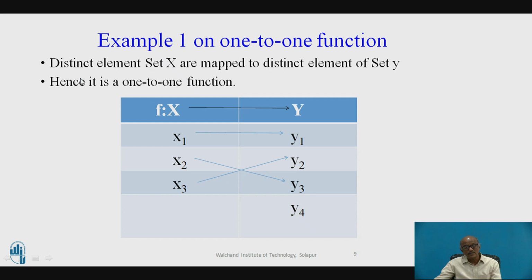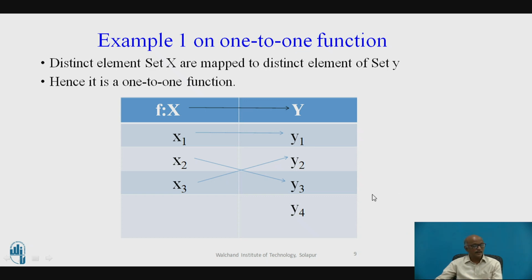Now the same thing I was explaining in the previous slide: distinct elements of set x are mapped to distinct elements of set y. Yes, it is there, so it is called a one-to-one function. It is called a one-to-one function, and it is also an into function. It is into as well as one-to-one, but it is not onto. Definitely it is not an onto function, but the first priority is one-to-one.